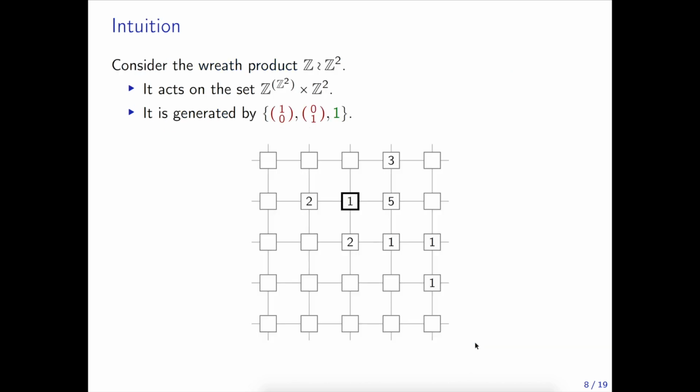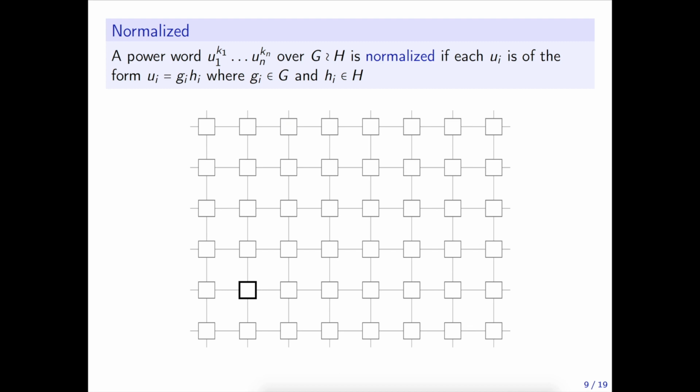As an example, consider the wreath product of Z and Z squared. This group acts on the set of all finite labelings of the infinite grid together with a single cursor in the grid. The generators of the wreath product can then be viewed as basic operations on these configurations. First, we have the generators of Z squared, which are the unit vectors, which can move the cursor in the grid. Second, we have the generator +1 of Z, which can add to the value in the current cell in the grid.